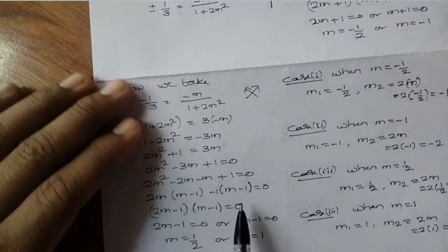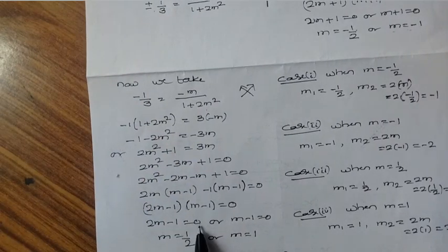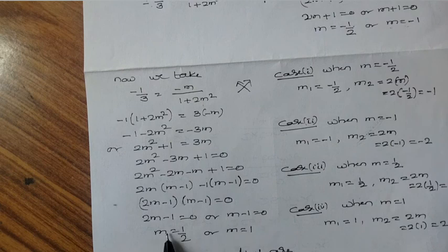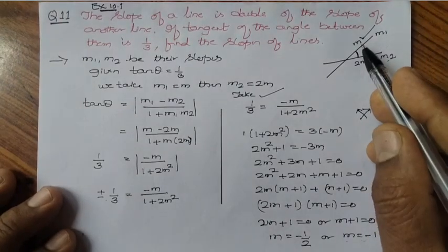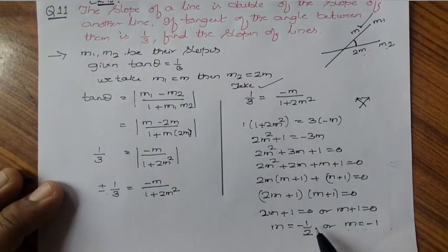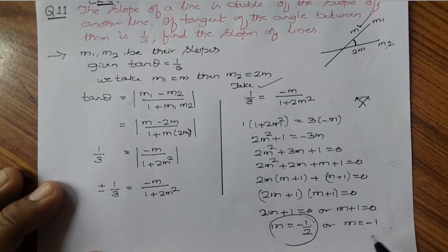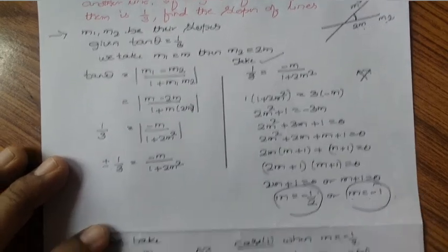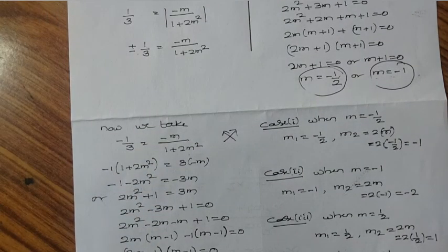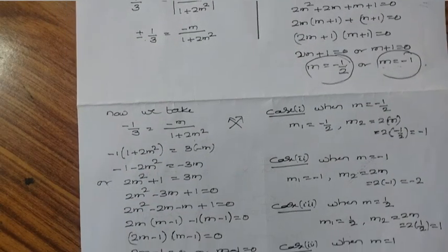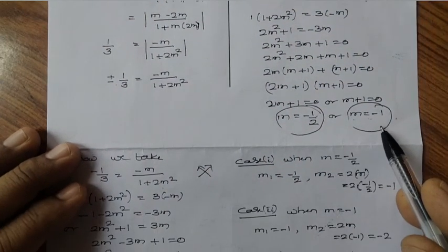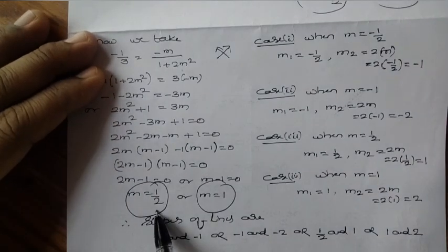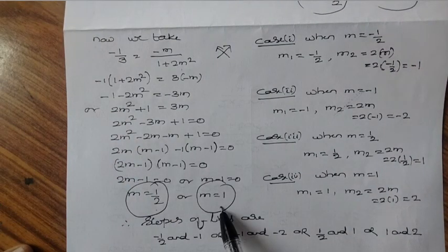Next, we have to equate this one. Either 2m minus 1 is equal to 0 or m minus 1 equals 0. On simplifying, we get m equals half or m equals 1. So what we got here? So here m may be either minus half or minus 1, or m equals half or m equals 1. Got it here? M equals minus half or m equals minus 1, or m equals half or m equals 1.